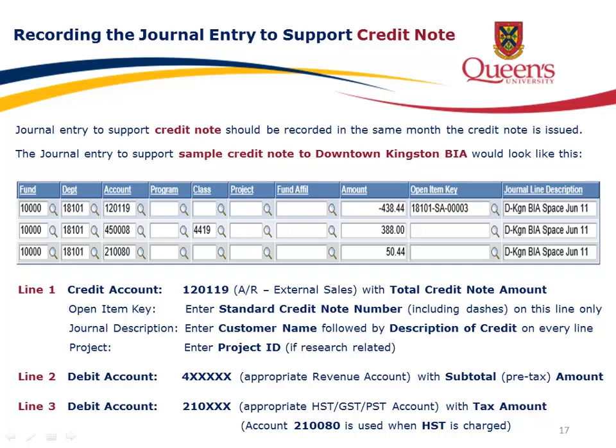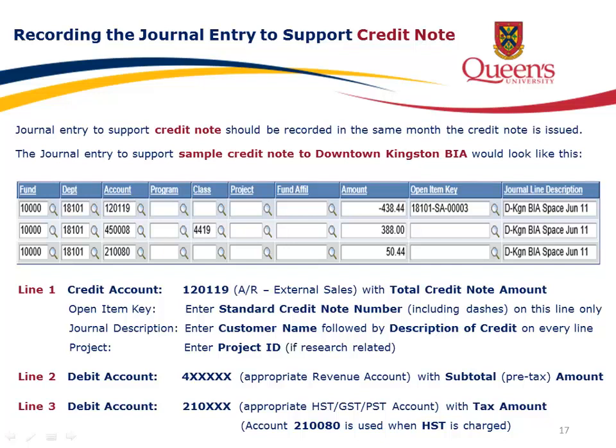On line 1, credit account 120119, the AR external sales account, with the total credit note amount. In the open item key field, indicate the 12-digit standard invoice number. Be sure to include the dashes and enter the journal line description beginning with the customer name, followed by a brief description of the sale. Using this format will enable the department to support the AR open report by vendor. When the entry is research related, be sure to enter the project ID in the project field.